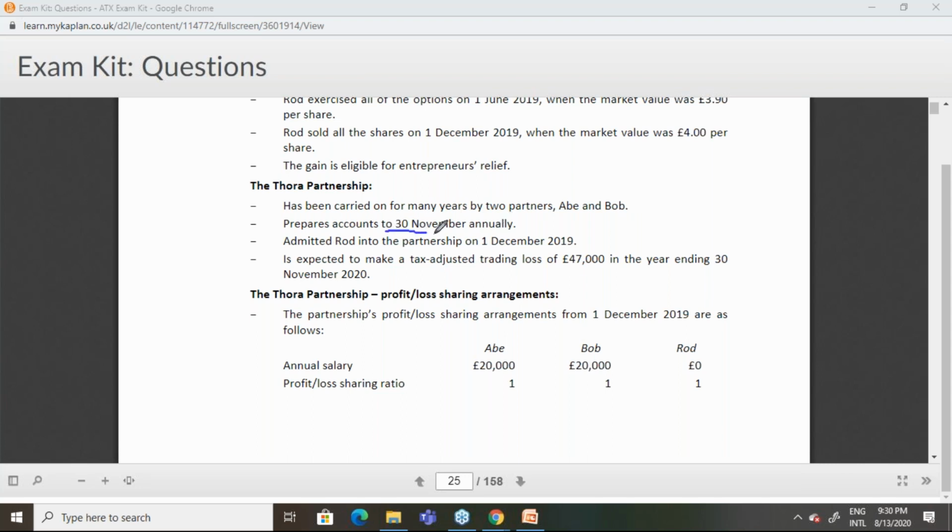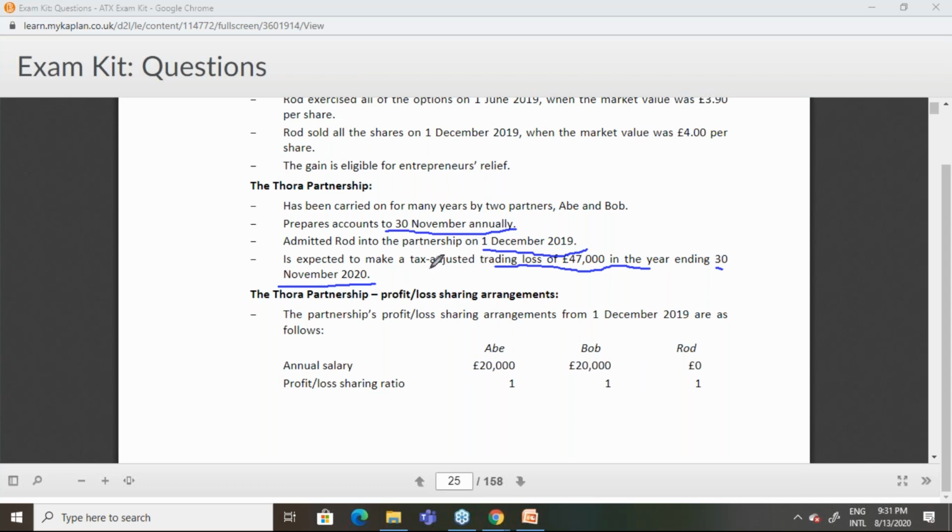Prepare accounts to 30th November annually. Now that's important. Admitted Rod into the partnership 1st December 2019. That is also important. Is expected to make a tax-adjusted trading loss of 47,000 in the year ending 30th November 2020. The partnership profit loss sharing arrangements from 1st December 2019 are as follows. Annual salary 20,000 to Bob and Abe. No salaries to Rod. Profit loss sharing, they share the losses equally.